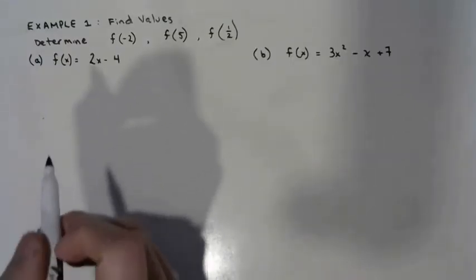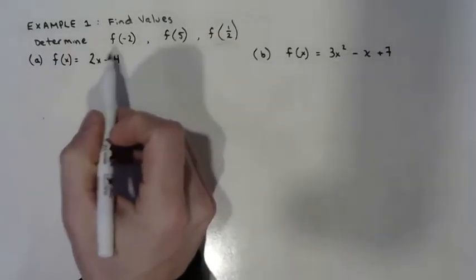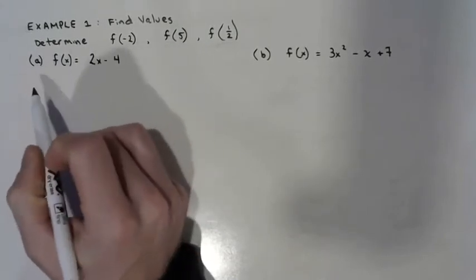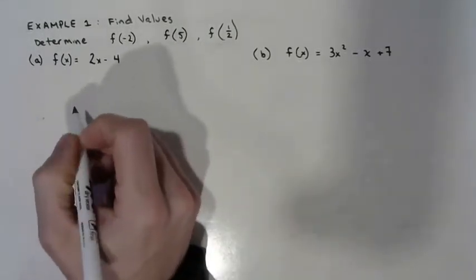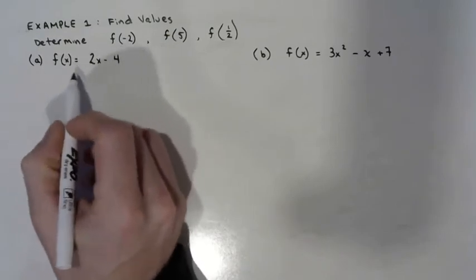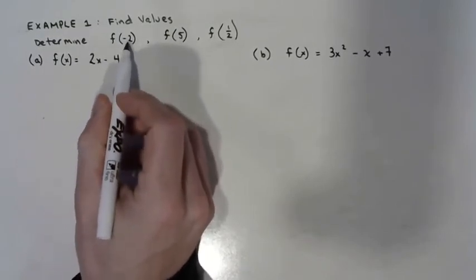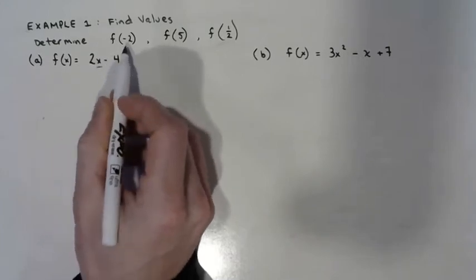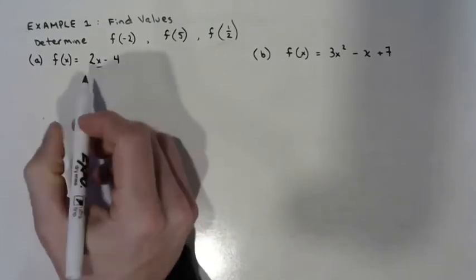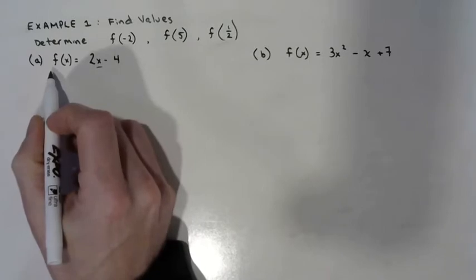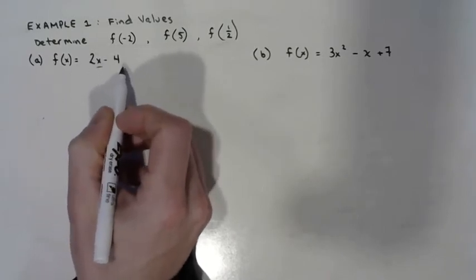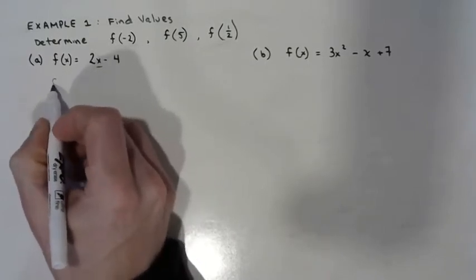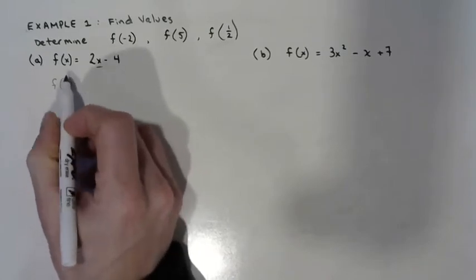So in example 1, we're just asked to plug in a value for x in the function that's given and see what comes out. So we have basically our function machine right here. We're going to put in -2 for x. So everywhere we see an x, we're going to put in -2. Then we're just going to do basic algebra and see what we get. So the function given, f of x equals 2x minus 4. And we're going to see what we get when we sub in -2 for x.